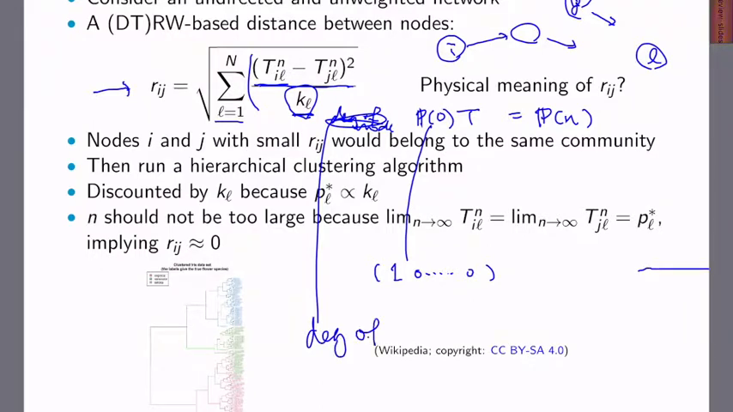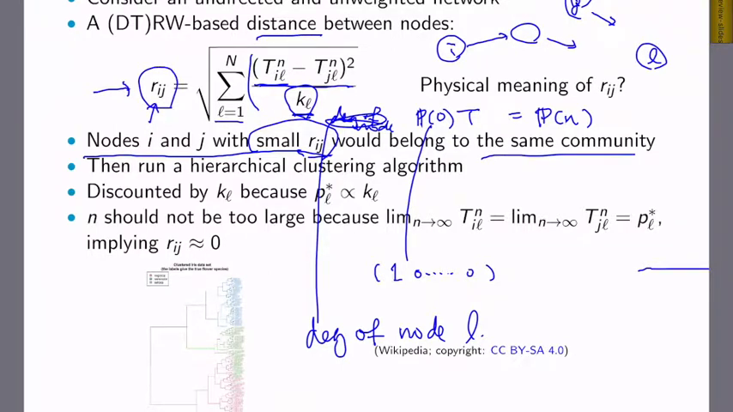Degree is the number of edges connected to node l. If this number is small, then nodes i and j are similar in the random walk sense. The assumption is that such a pair of nodes with small R_ij distance would belong to the same community. So one calculates this R_ij for each pair of nodes, which is not that difficult.